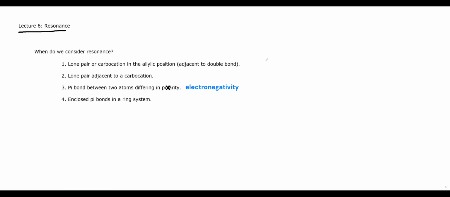So anytime we have a lone pair or a carbocation in the allylic position, so that would be if we have positive charge next to a double bond, or if we have a negative charge next to a double bond, we have resonance, okay? So anytime you see this structure, negative or positive, next to a double bond, you should instantly think that a little clicker should go off in your head and you should think resonance, okay? Double bond next to a positive charge, double bond next to a negative charge.